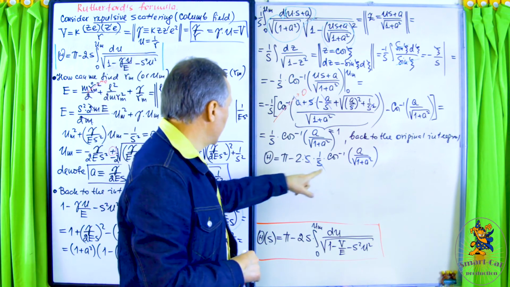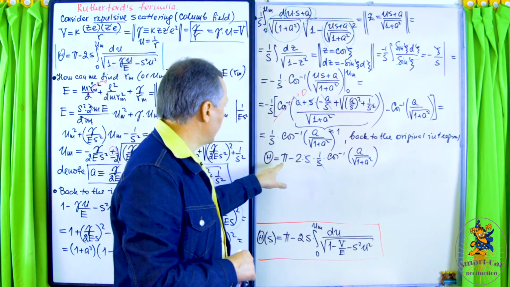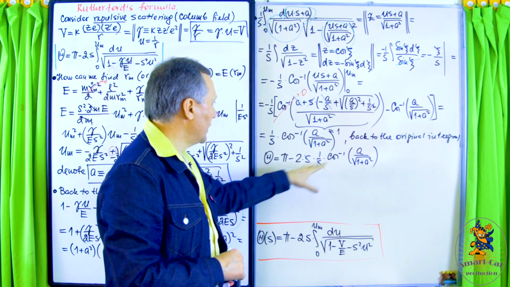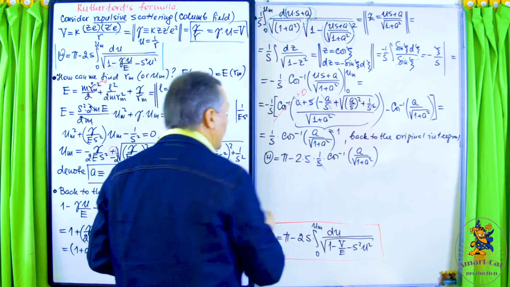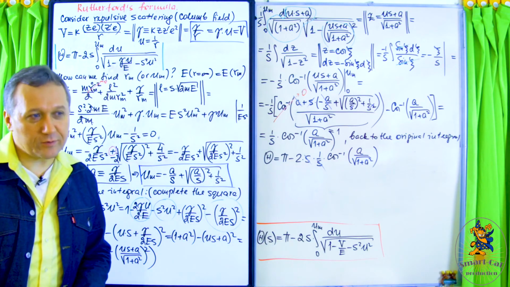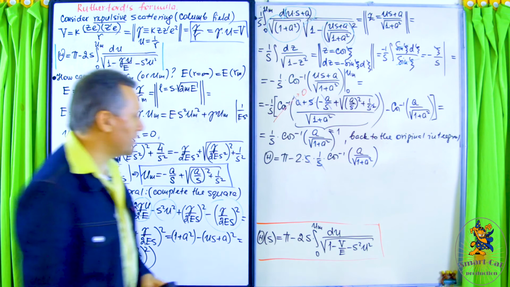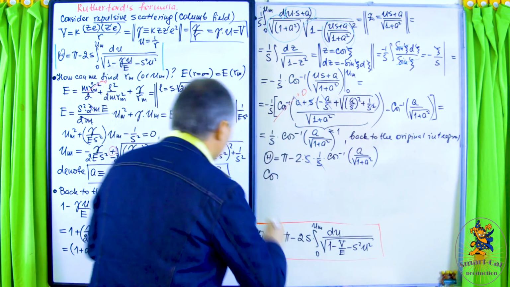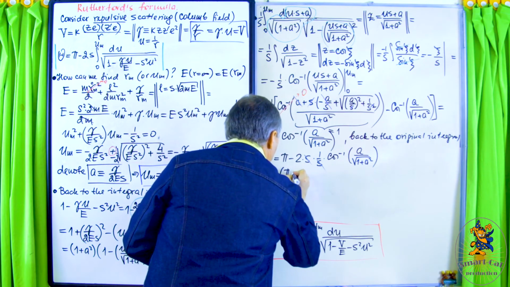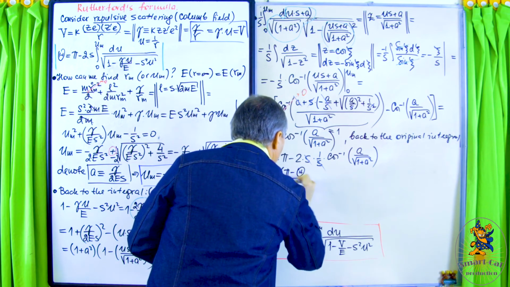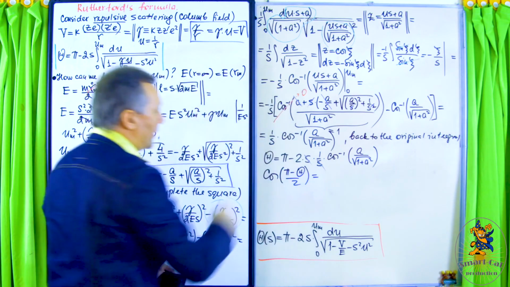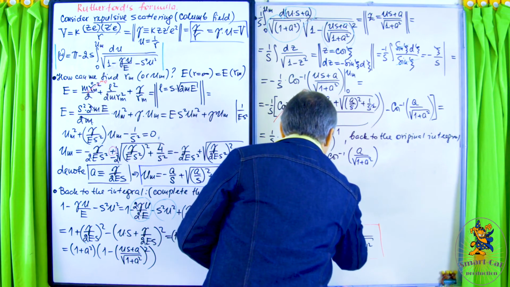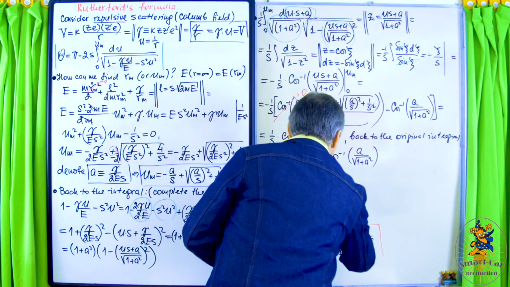Probably I will take this term to that side. I will have theta goes to that, so it will be pi minus theta divided by 2, and that will be equal to arc cosine. Okay, and let me immediately get rid of arc cosine. Take a cosine of both sides. It will be cosine of pi minus theta over 2 equals what we have in that bracket. So a divided by square root of 1 plus a squared.